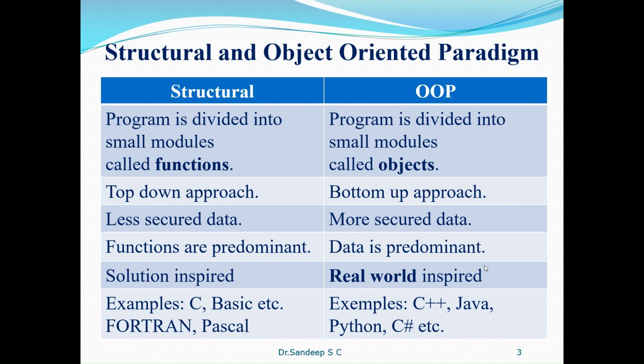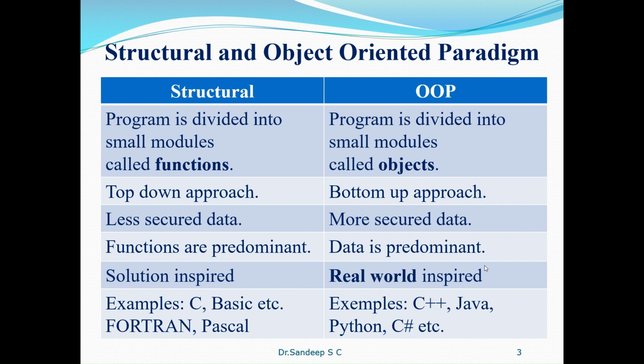So the structural model is said to be a top-down approach, wherein we first find the solution and then we divide it into smaller sections or modules which are called functions. Then we integrate them. Whereas OOPS is called a bottom-up approach, because first we find the objects required for the solution, then we start developing a process for solving the problem.